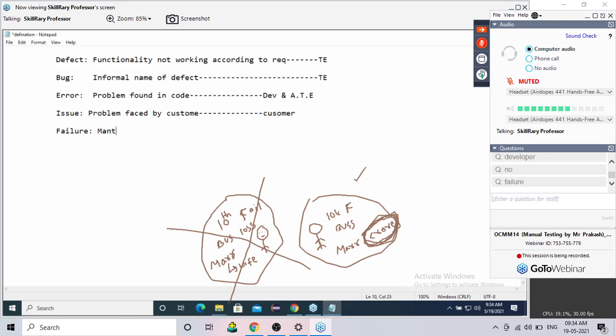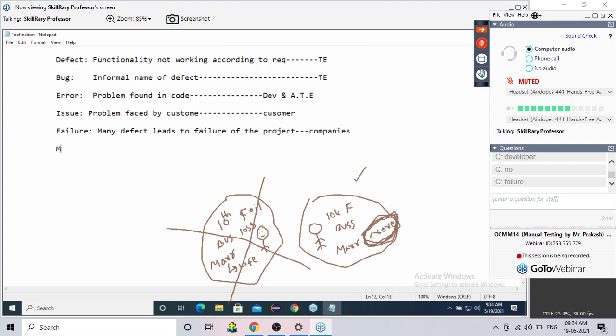Failure means many defects lead to failure of the project, and this word is generally used by companies. As a developer or as a test engineer, we don't bother about this word. But remember, when the intention of the project is not fulfilled, or the project is not used by the customer, we can call it a failure. That is one more word.